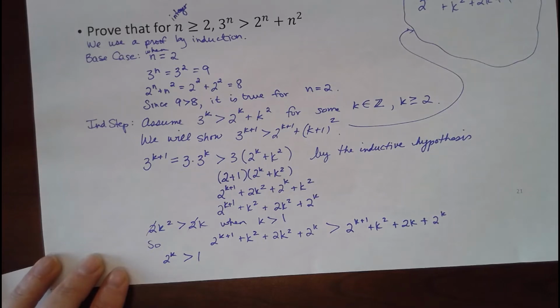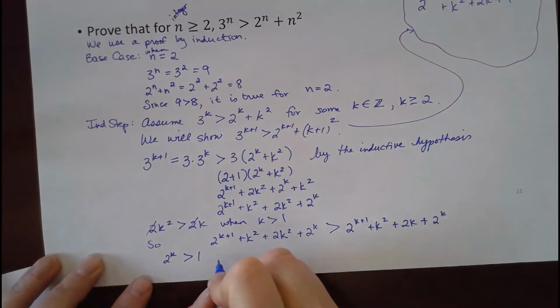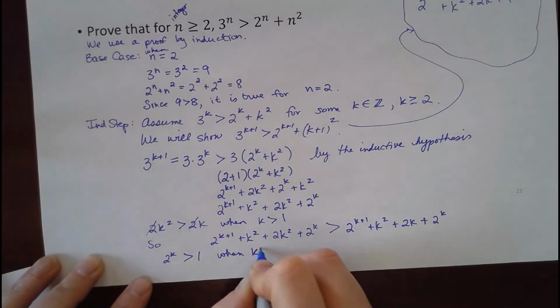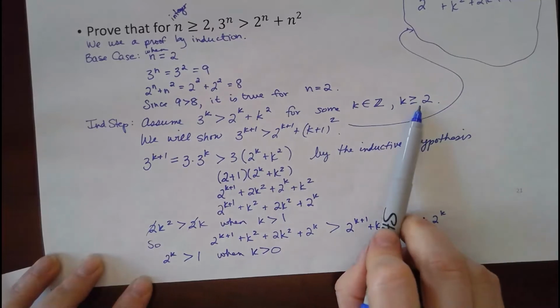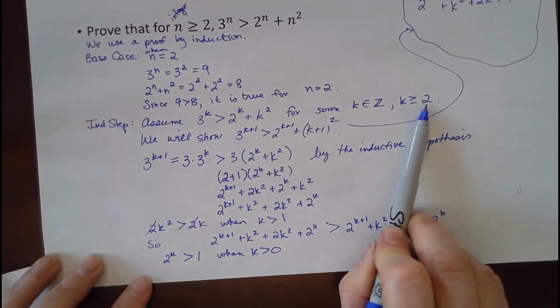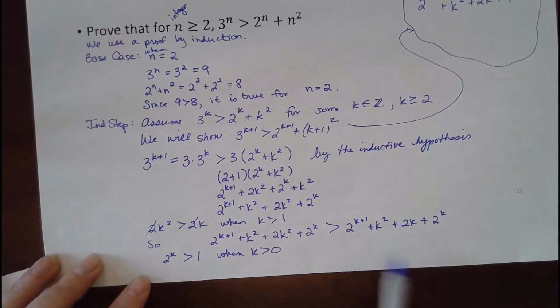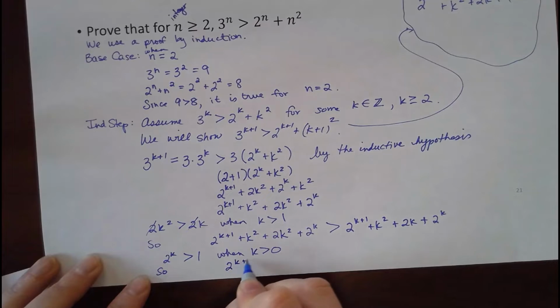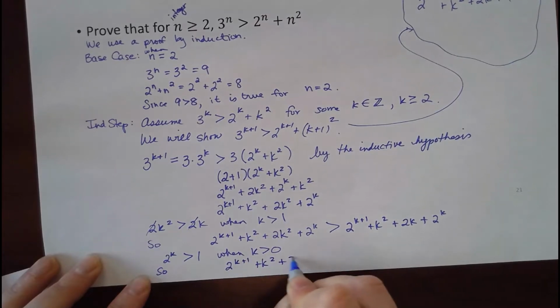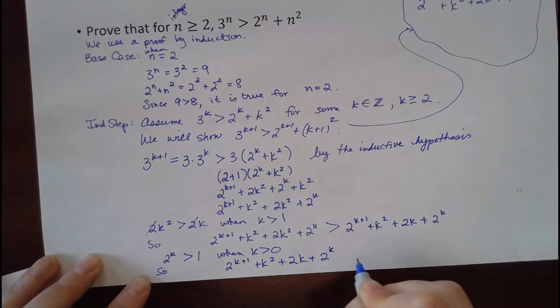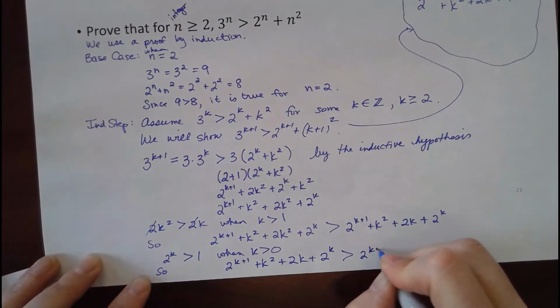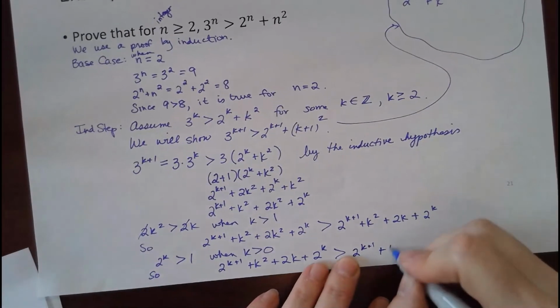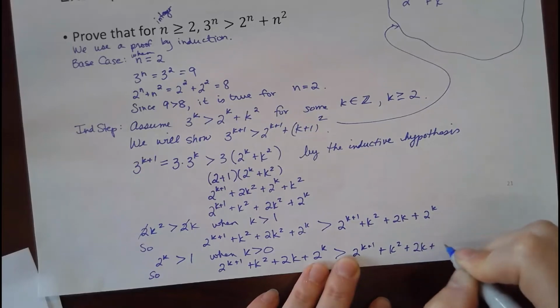When is it equal to 1? When k is 0. So when is it bigger than 1? When it's greater than 0. So that's true when k is greater than 0. Well, k is definitely greater than 0 because it's greater than or equal to 2. And so this part right here, 2 to the k plus 1 plus k squared plus 2k plus 2 to the k has to be greater than 2 to the k plus 1 plus k squared plus 2k plus 1.